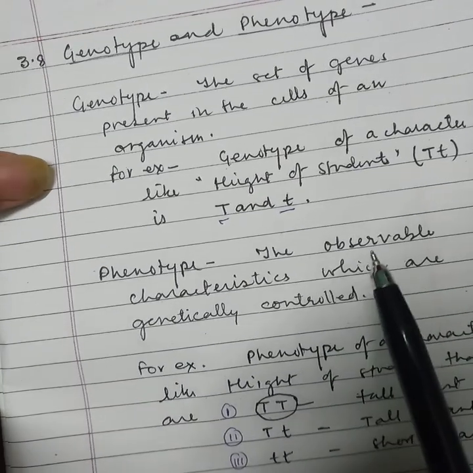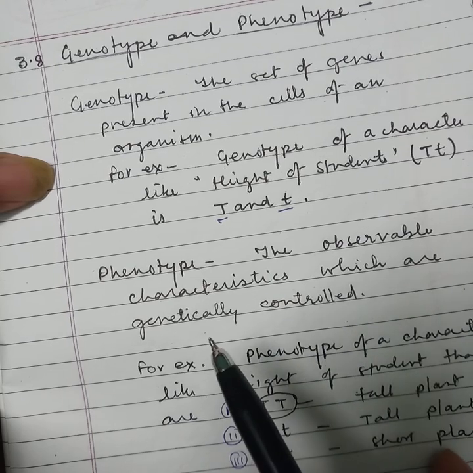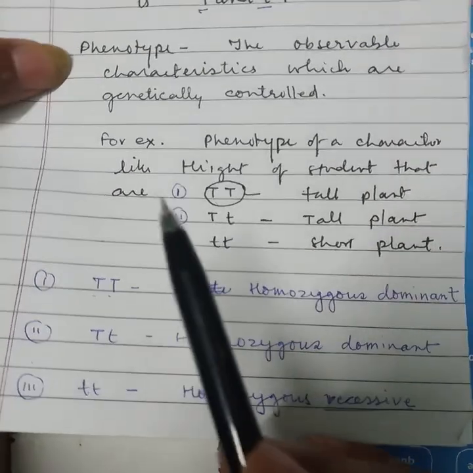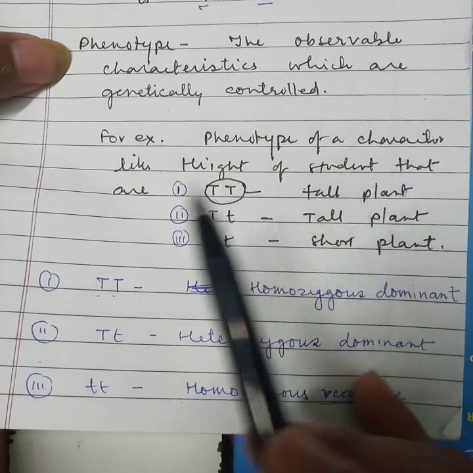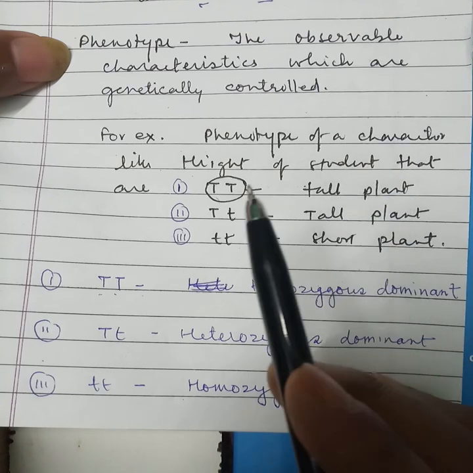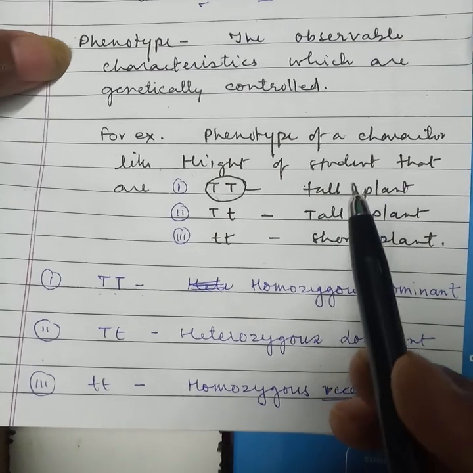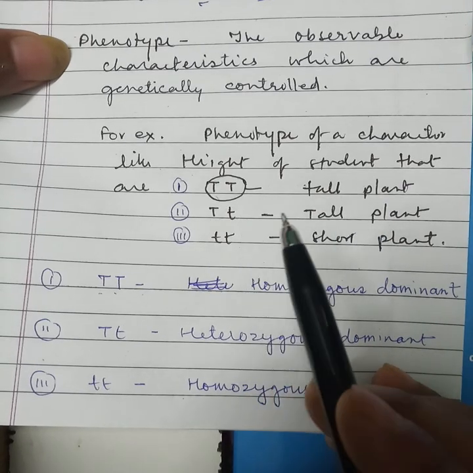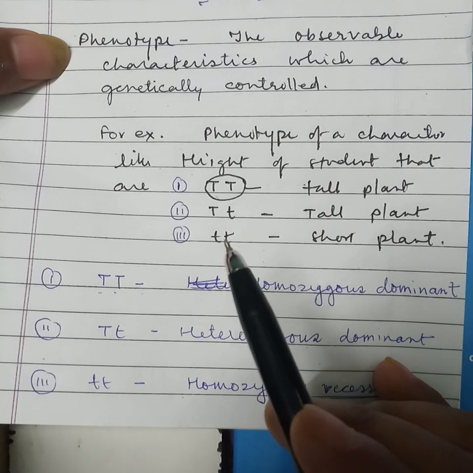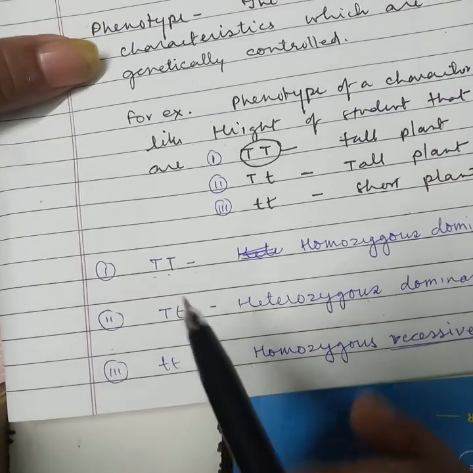What is phenotype? The observable characteristics or characters which are genetically controlled. For example, the phenotype of a character like height of students or height of plant: capital T, capital T will represent a tall plant. Capital T, small t, again will represent a tall plant. But when both are small t, it will represent a short plant.